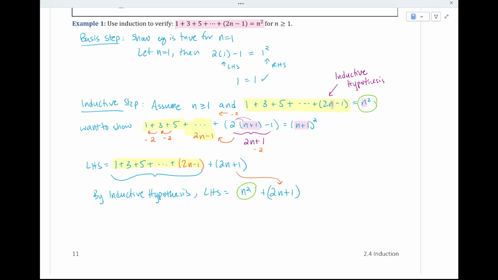Plus 2n plus 1. And now if I look at this, I think I can factor this. N squared plus 2n plus 1 factors as n plus 1 squared, which is n squared plus n plus n, that's 2n plus 1. Well, hey, that should look familiar. That is the right-hand side from right here. So I've actually shown the thing that I wanted to show.